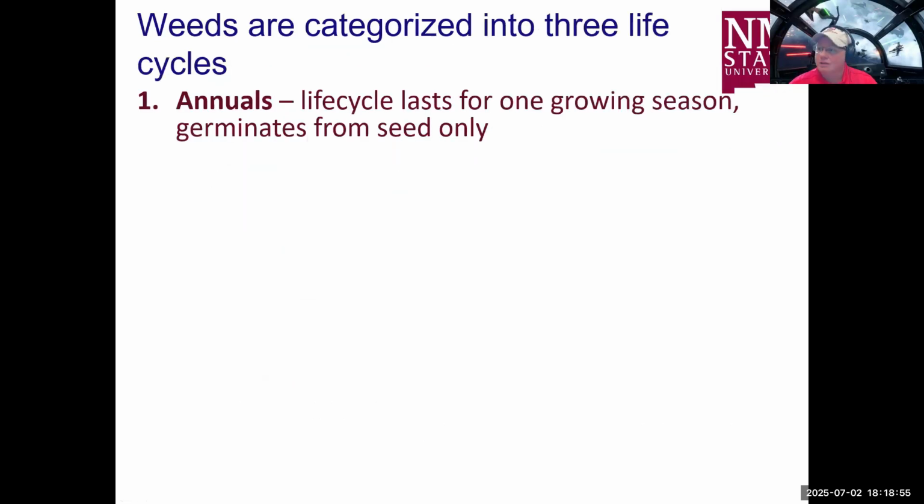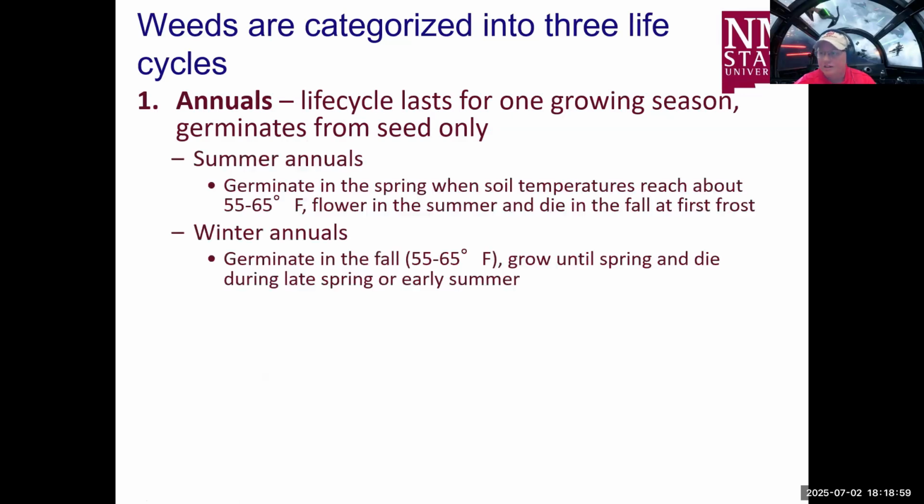Weeds are categorized into 3 life cycles: annuals that grow from seed every single year. There's very specific conditions that prompt that seed to germinate. One of those is soil temperature. So even if the plant prefers warm temperatures or prefers cold temperatures, usually the soil temperature range that they prefer to germinate is going to be the same, 55 to 65 degrees Fahrenheit.